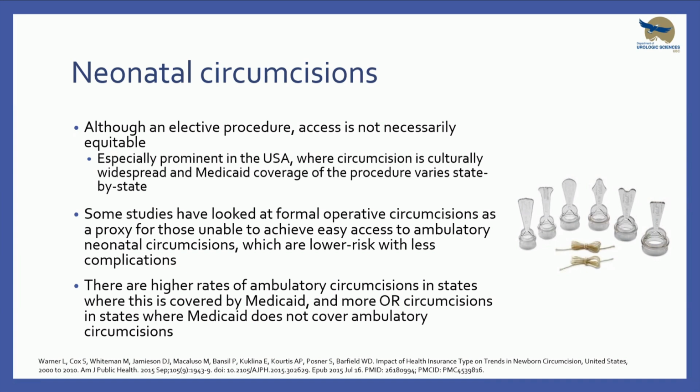So some studies have looked at formal operative circumcisions, so when a patient is taken to get a circumcision under general anesthetic in the OR, as a proxy for those unable to achieve easy access to ambulatory neonatal circumcisions, because those need to be done early on in life. However, ambulatory neonatal circumcisions are lower risk and have less complications than taking a patient to go under GA. And there are higher rates of ambulatory circumcisions in states where this procedure is covered by Medicaid, and there are more formal operative circumcisions in states where Medicaid does not cover ambulatory circumcisions.